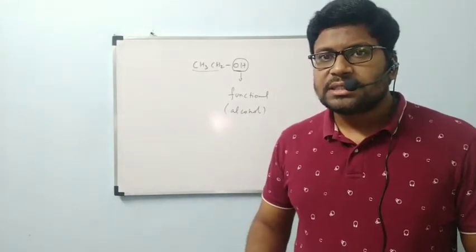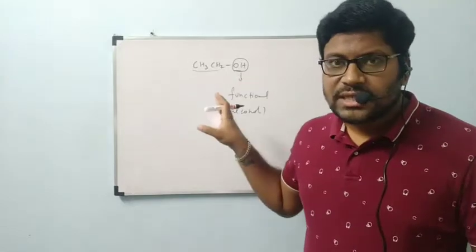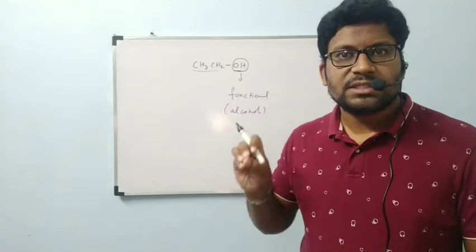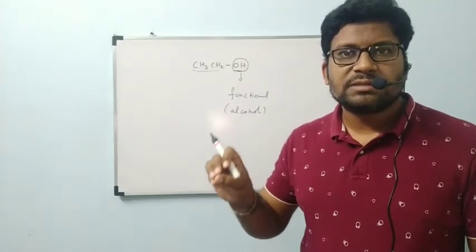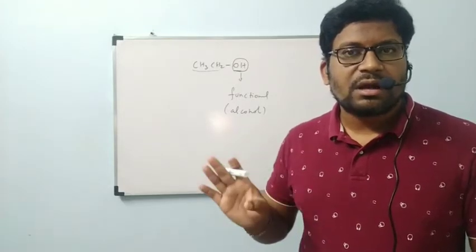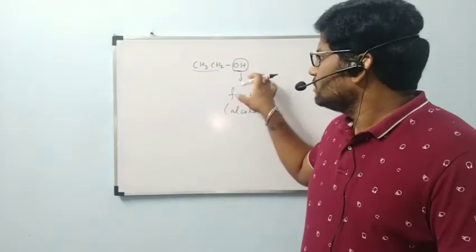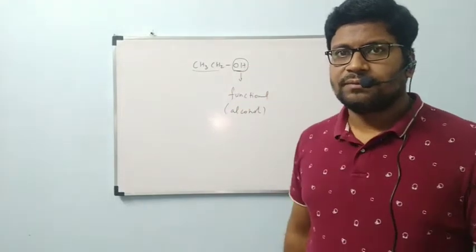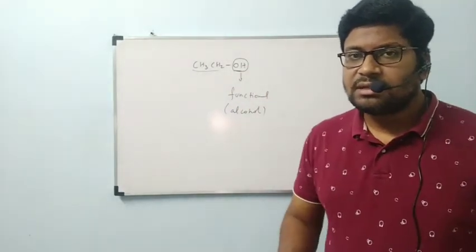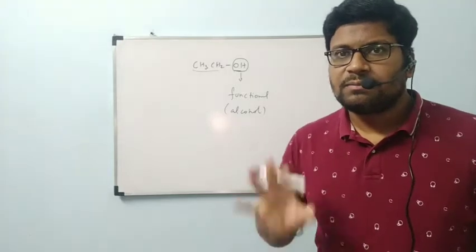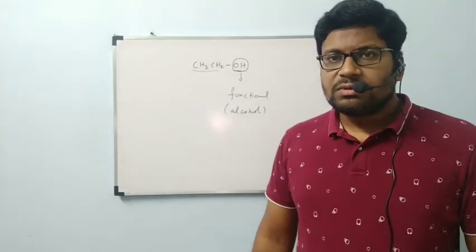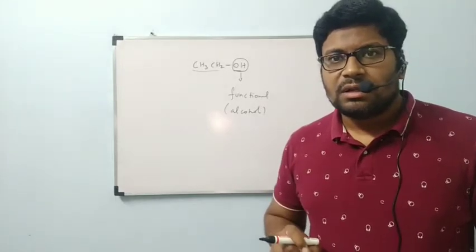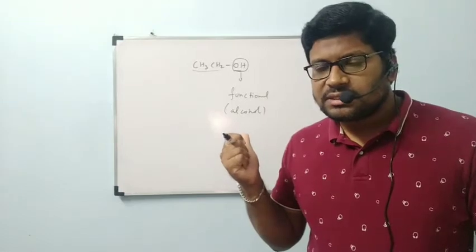That means this substance is going to decide the properties of the entire compound. Because of the presence of this substance, the entire compound's properties will be different. That means the entire compound's properties depend on this type of substance. Those types of substances are called functional groups. The substance which is going to decide the properties of the entire compound is called a functional group. We have already discussed the definition.